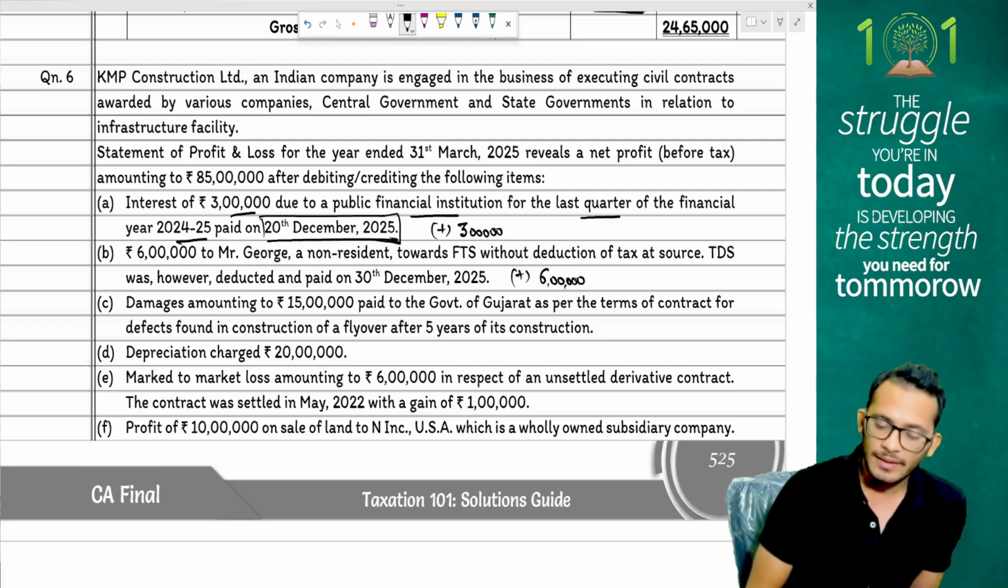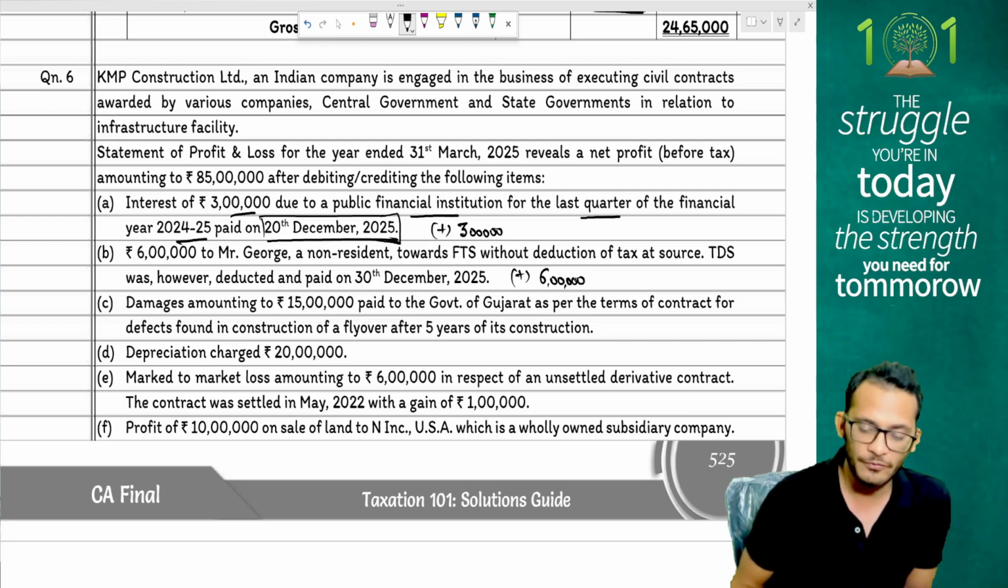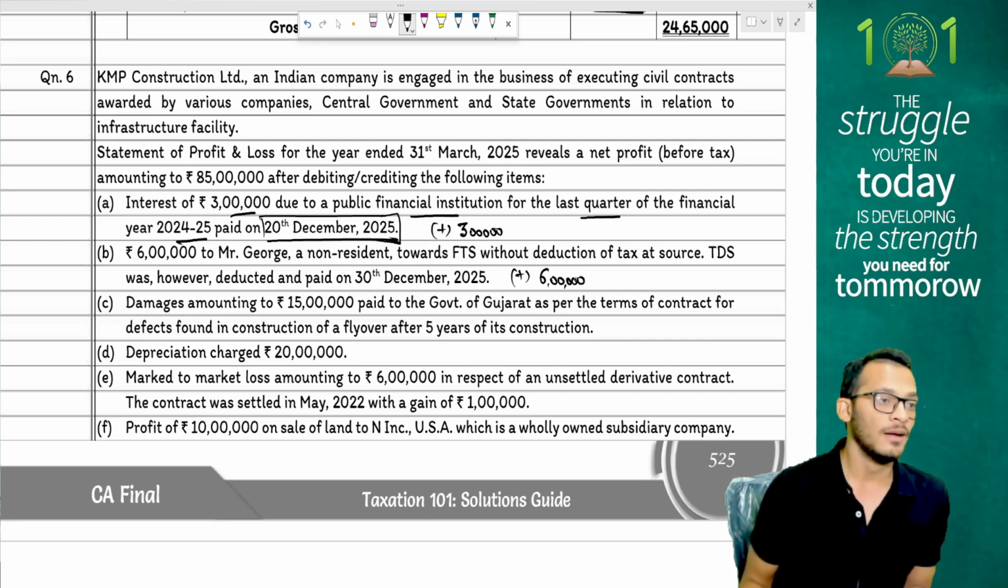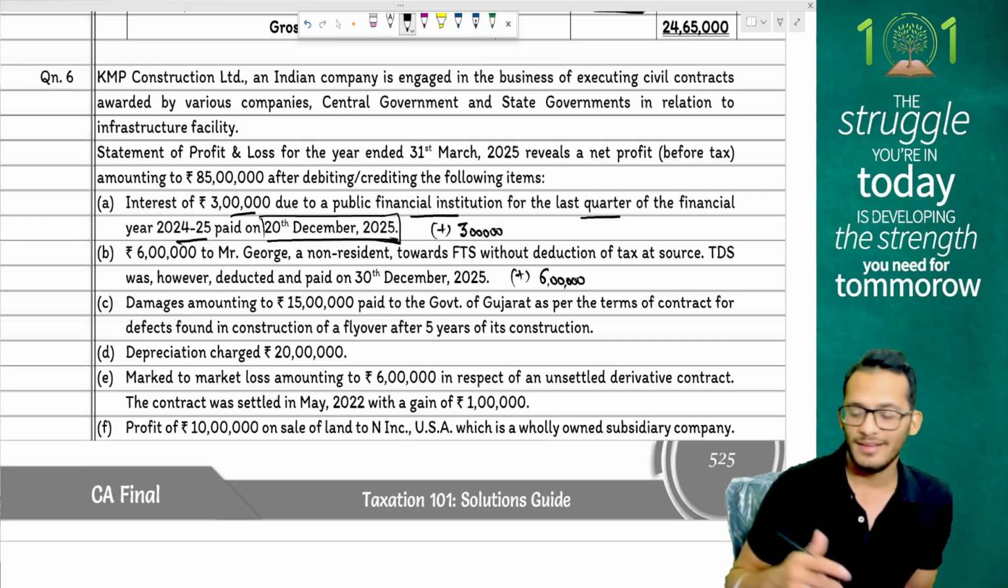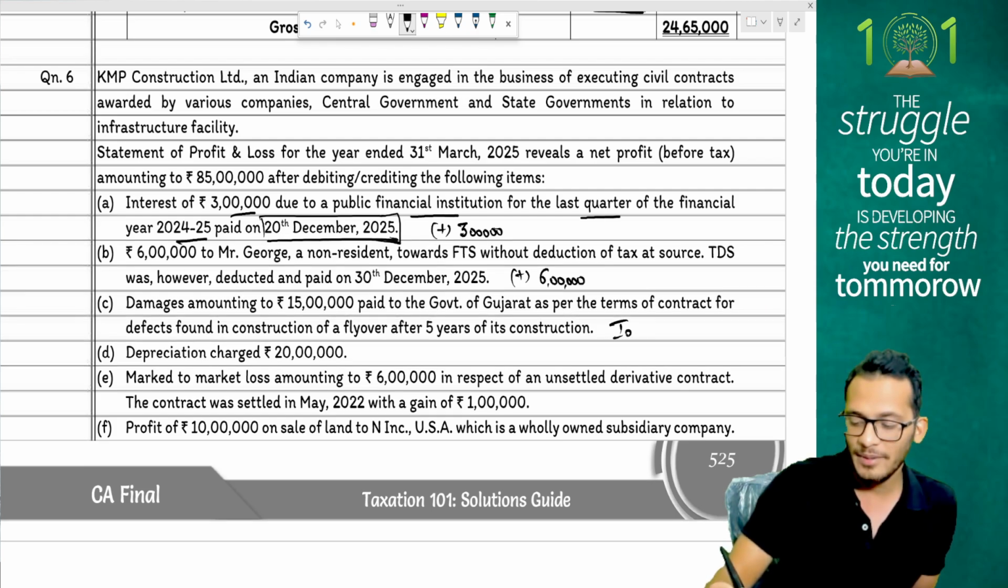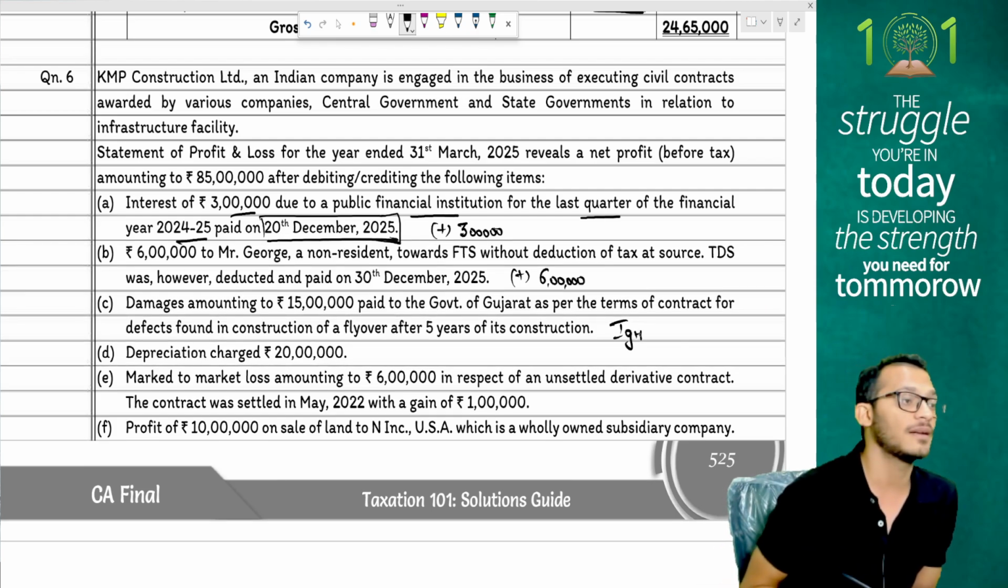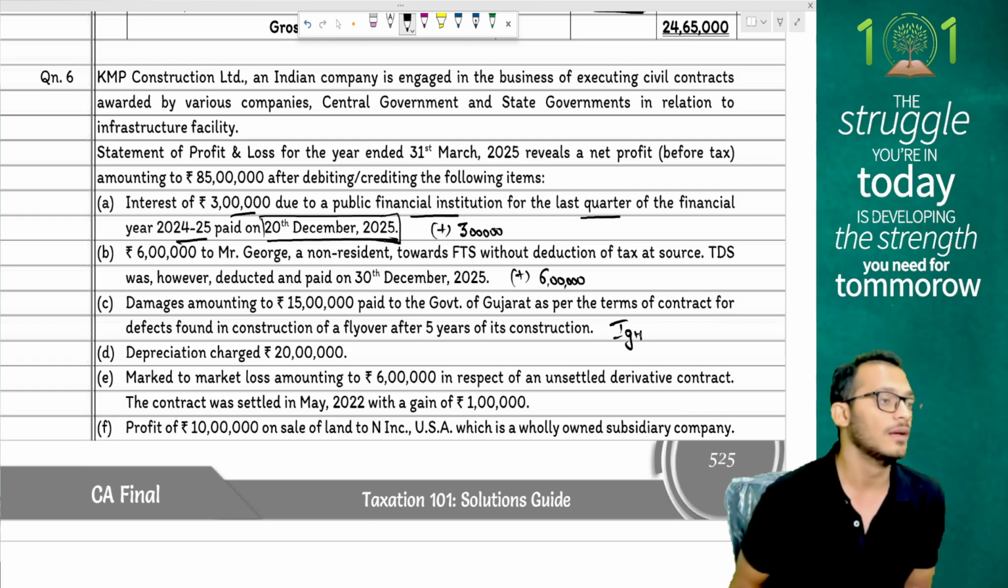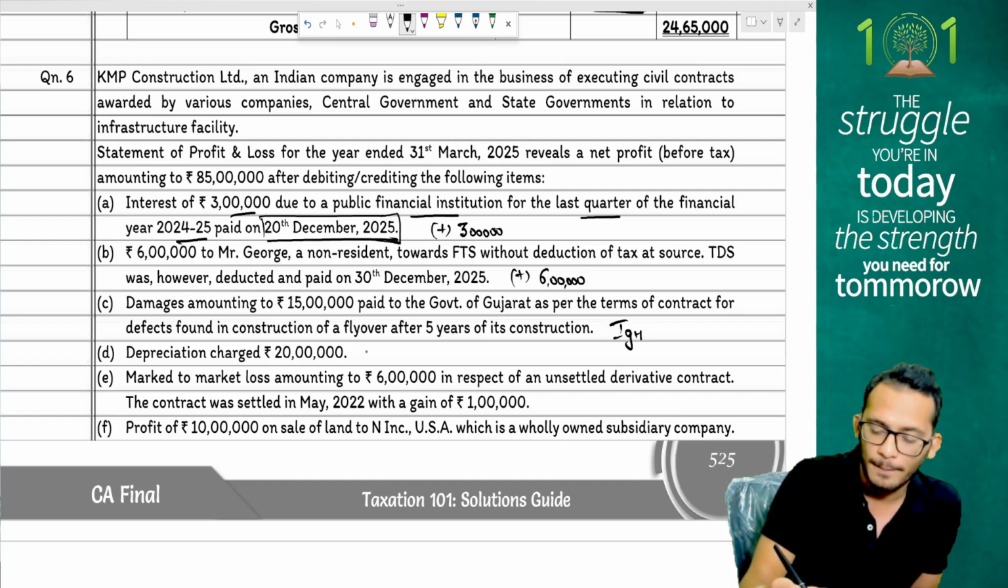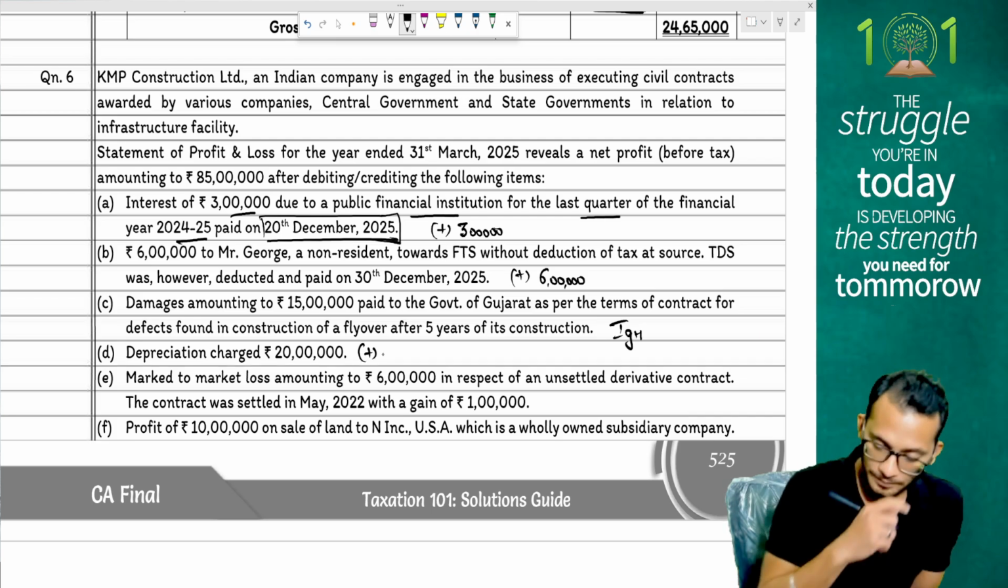Point number 3. Damages amounting to 15 lakhs is paid to Government of Gujarat as per terms of contract for a defect found in construction of a flyover after 5 years of its construction. Ignore, people, this is a penalty payment under a contract. It is not an offense of a law. Just because you pay to government does not mean everything is disallowed. Next, depreciation charged is 20 lakh rupees to be disallowed.